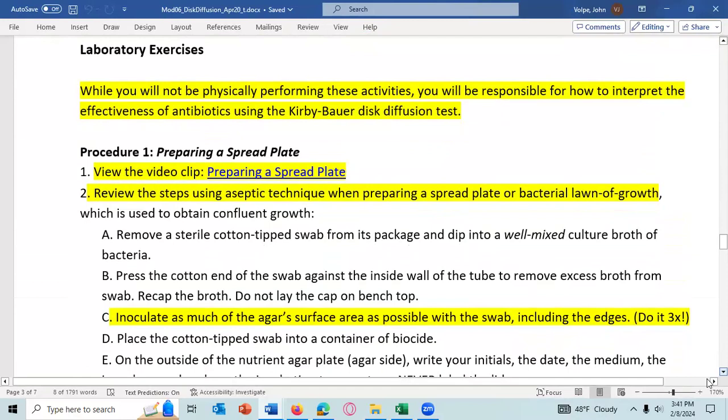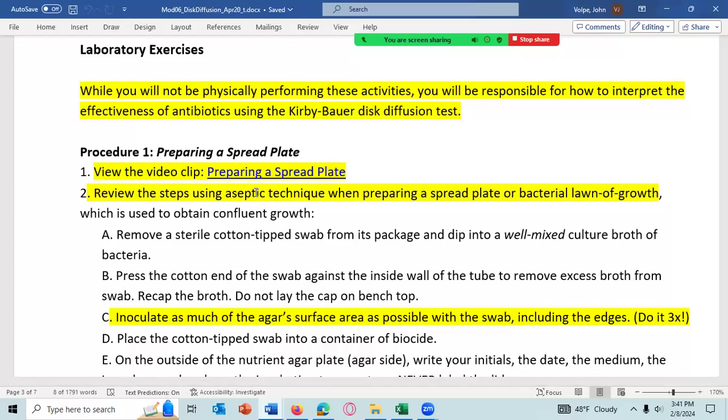We have a video clip for you to watch on preparing a spread plate. This is talking about how to prepare a spread plate, and let me demonstrate that for you. And then review the steps for using aseptic technique when preparing a spread plate. First, let me get something I can open. So let's pretend this is my tube. I don't have any test tubes. I don't have a cotton swab here either. So pretend this is a cotton swab.